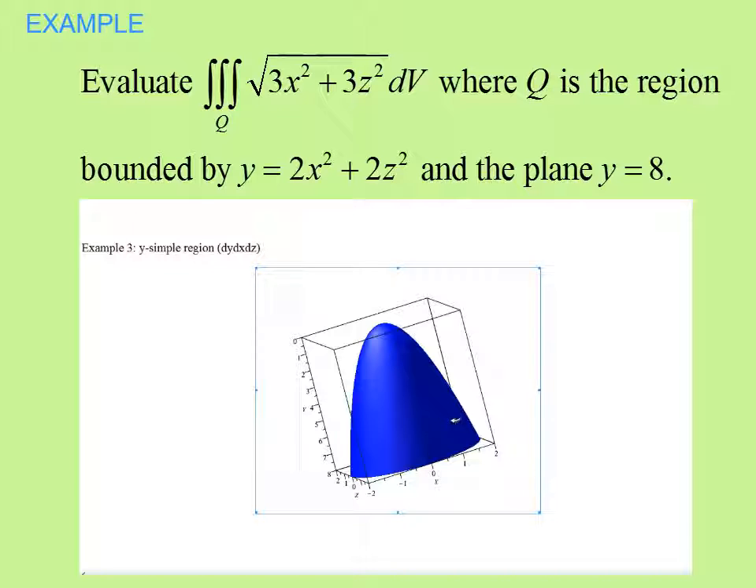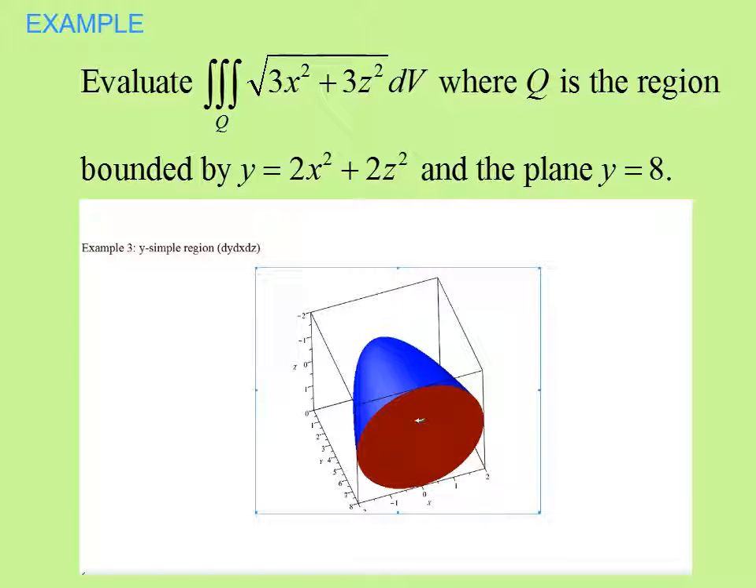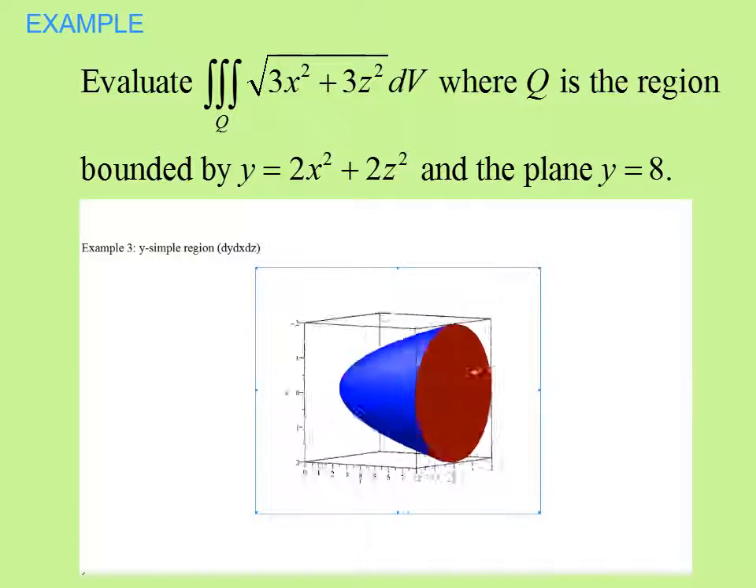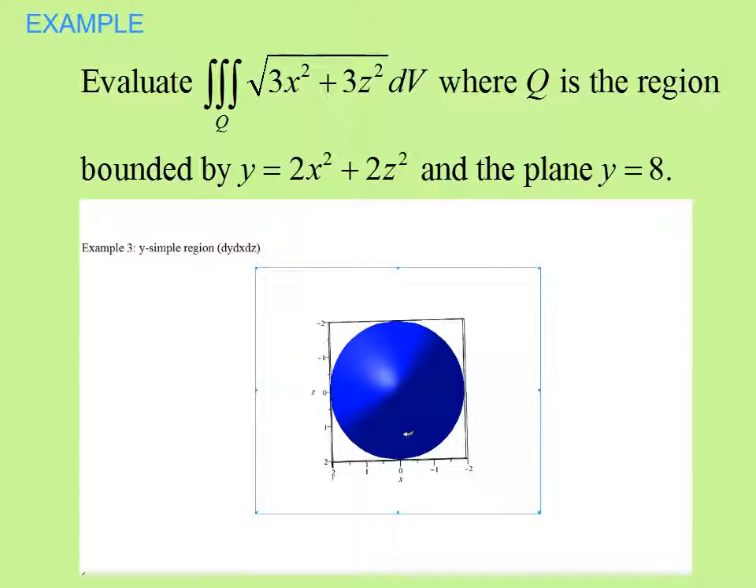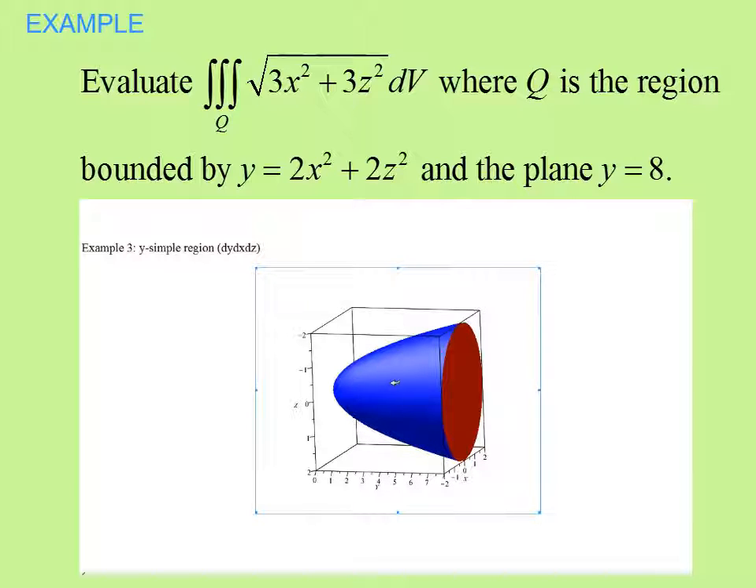How about y-simple? We'll twist it so that we're looking down the y-axis. Here we are looking down from the positive y-axis. We see all red. Here we are looking from the negative y-axis, and we see all blue. Any line drawn parallel to the y-axis is going to go through blue and red. Two distinct surfaces. That's why it's y-simple.